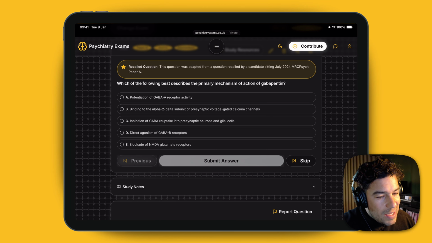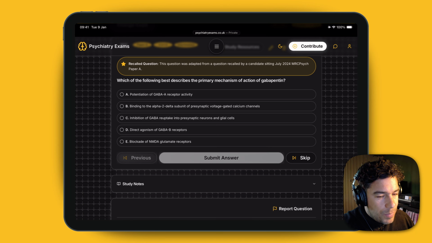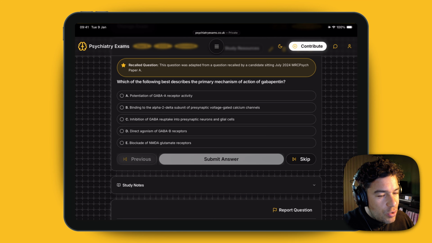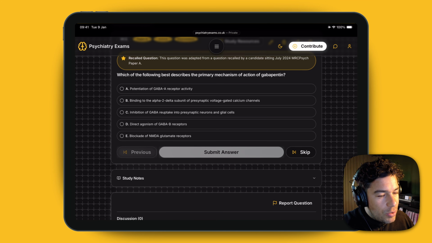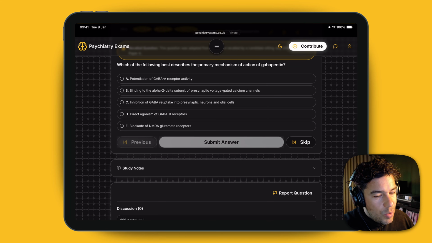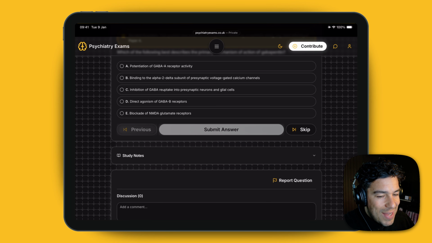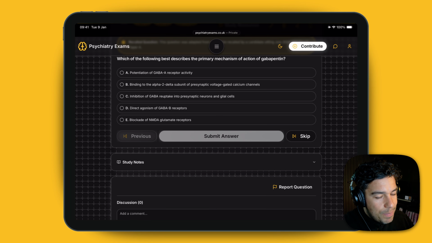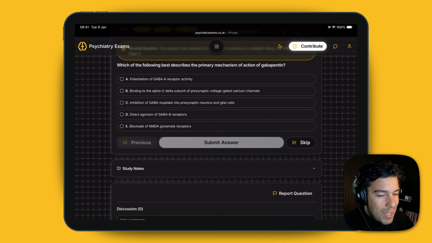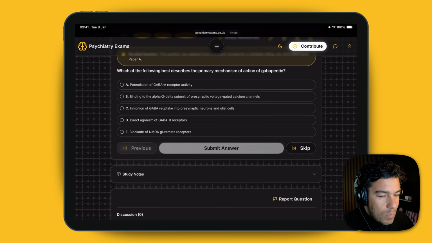All right, so does it work through potentiation of GABA-A receptor activity? Does it work by binding to the alpha-2 delta subunit of presynaptic voltage-gated calcium channels? Does it work by inhibition of GABA reuptake into presynaptic neurons and glial cells? Or does it work by direct agonism of GABA-B receptors? Or blockade of NMDA glutamate receptors?